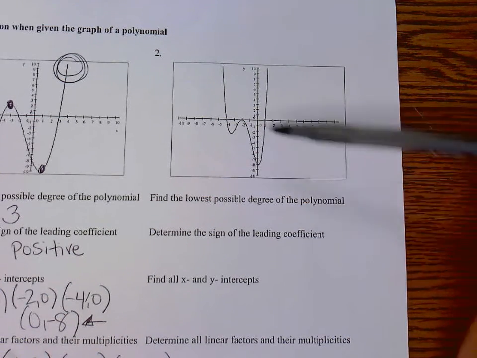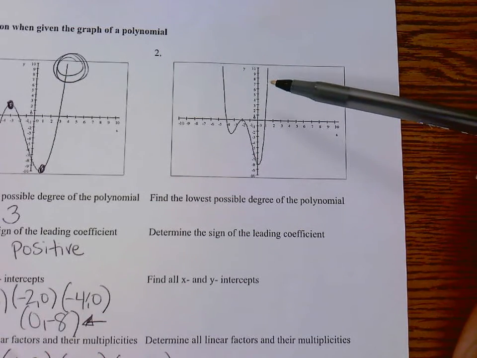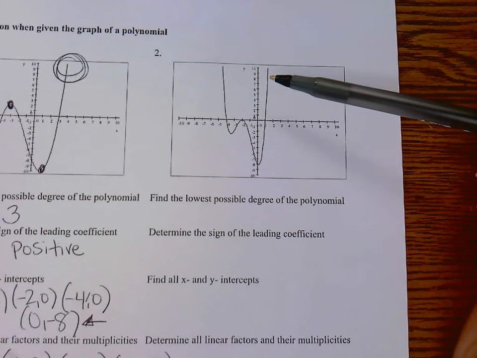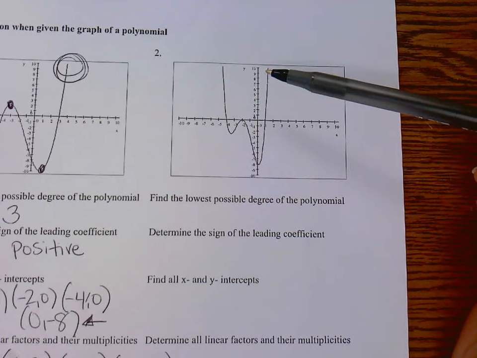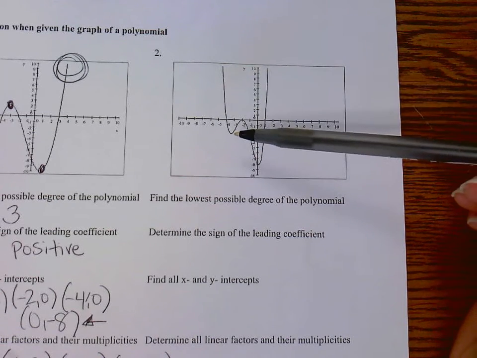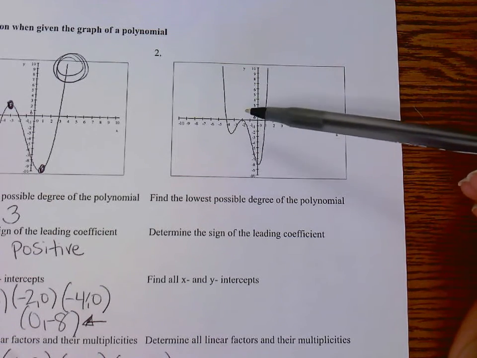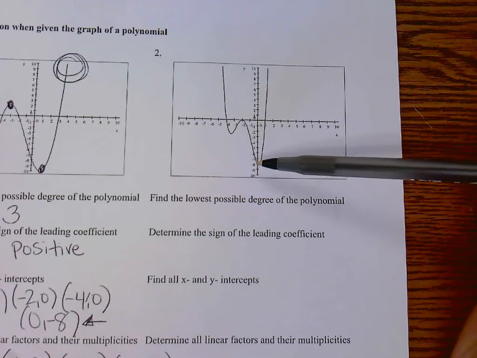I usually look at the end behavior, so I know it's even, right? So x squared, x to the 4th, x to the 6th. Then I also look at the number of turning points. So this has 1, 2, 3 turning points, so it can't be quadratic. So the lowest possible degree would have to be 4, right? X to the 4th, if it has 3 turning points.